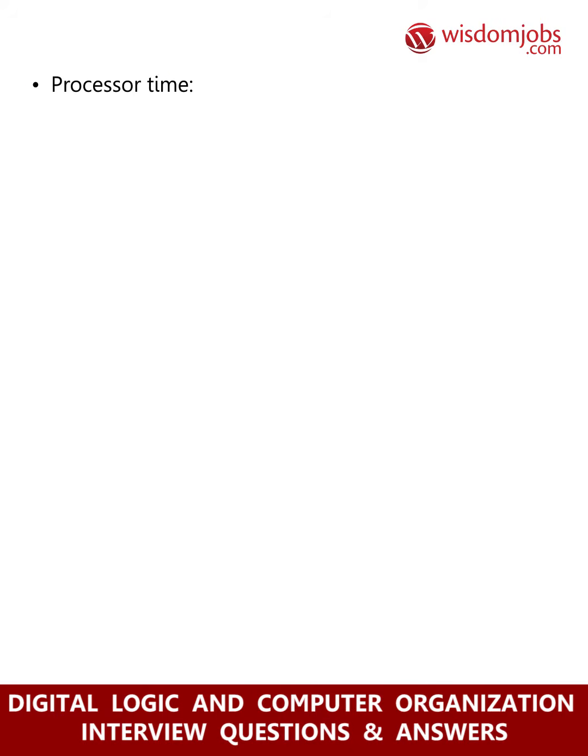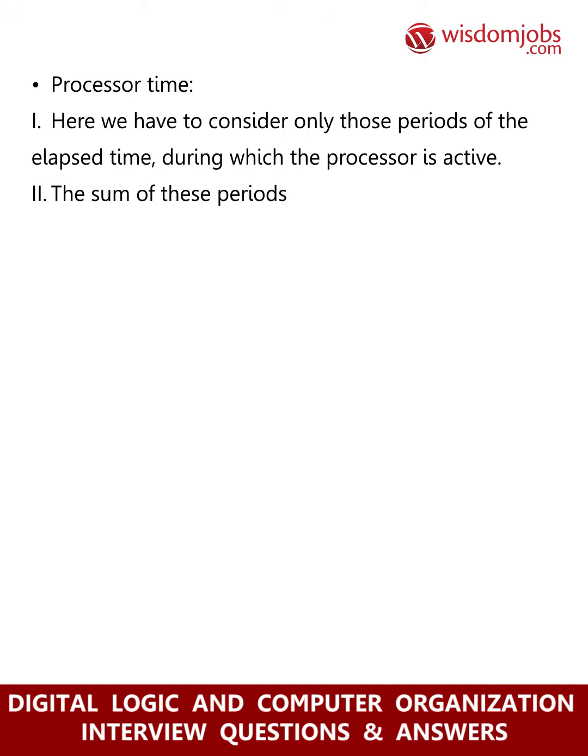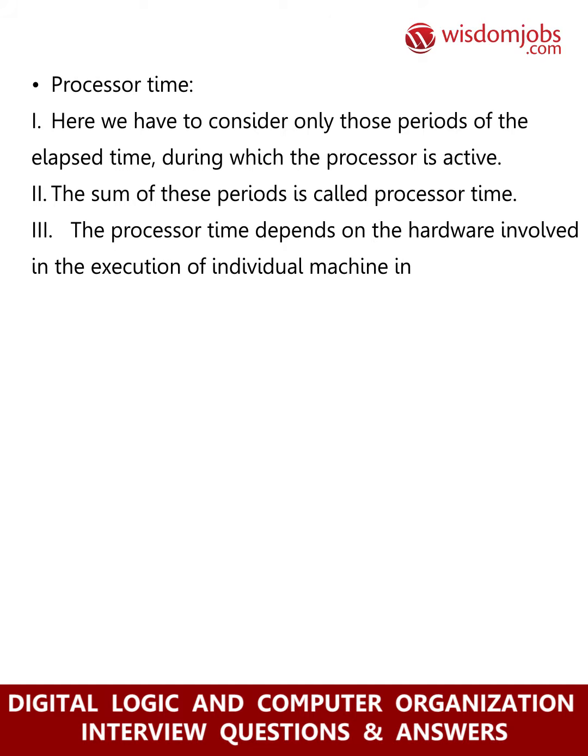Processor time. 1. Here we have to consider only those periods of the elapsed time during which the processor is active. 2. The sum of these periods is called processor time. 3. The processor time depends on the hardware involved in the execution of individual machine instructions.